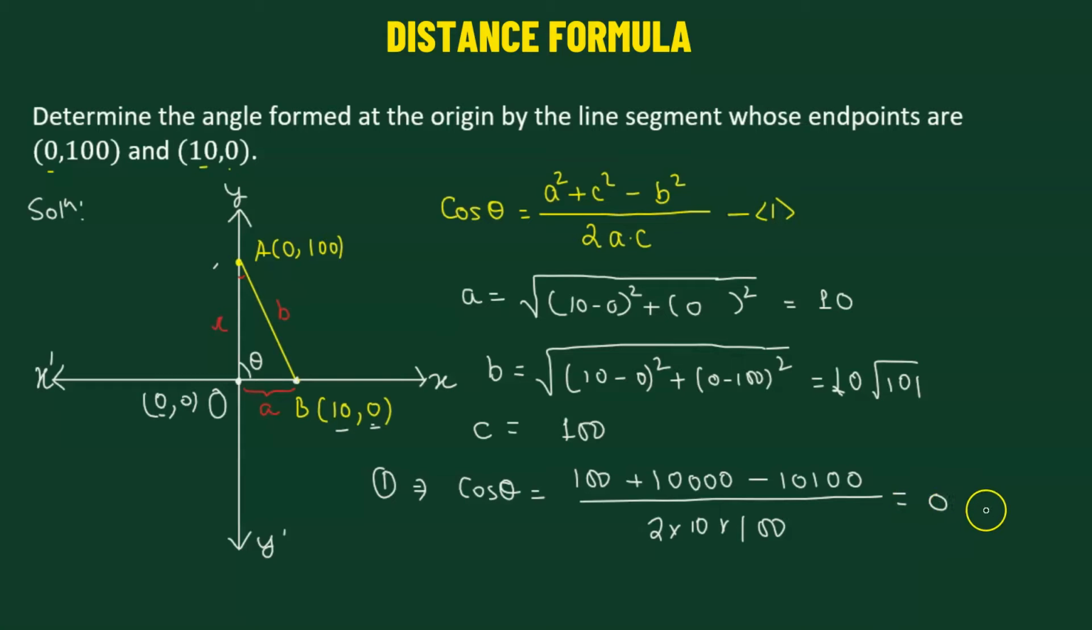The cosine of theta is coming up to be 0. That means that the angle theta must be equal to 90 degrees. Hence, we have successfully obtained the angle formed at the origin by the line segment whose endpoints are given as (0, 100) and the other endpoint having coordinate (10, 0). It makes an angle of 90 degrees at the origin.